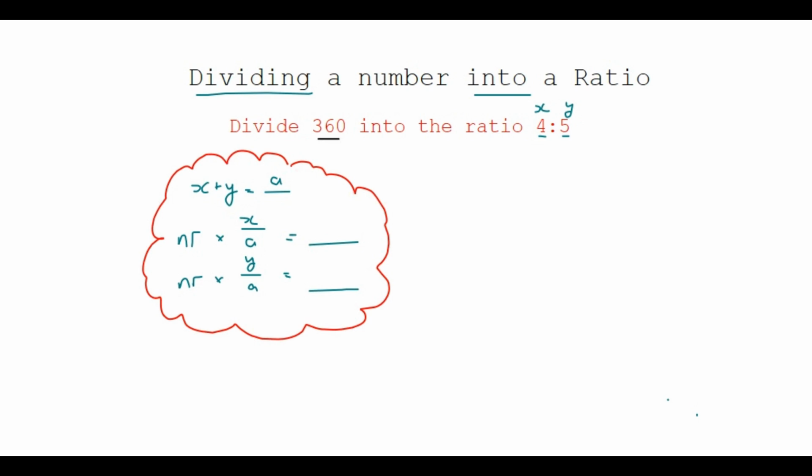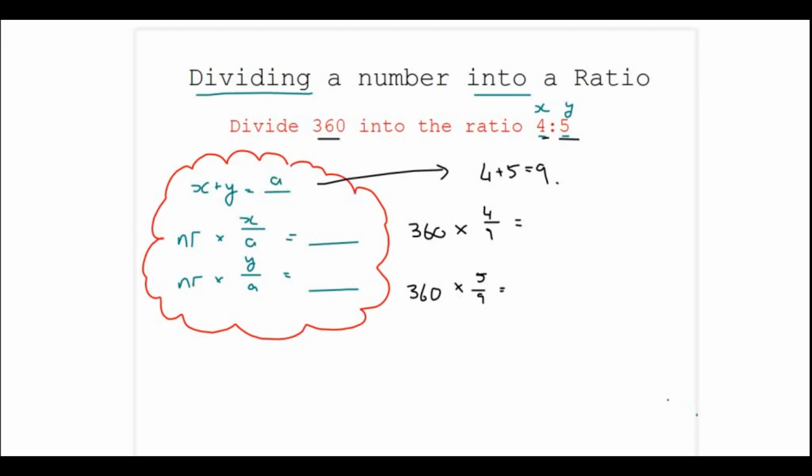So here we have our number 360 and our ratio 4 to 5. Step 1 over here would be 4 plus 5 equals 9. Now to divide 360 into that, we would say 360 multiplied by, what is x? It's 4. 4 over 9. And then we would say 360 multiplied by 5 over 9. And using your calculator to help you here, you would get 160 and 200.